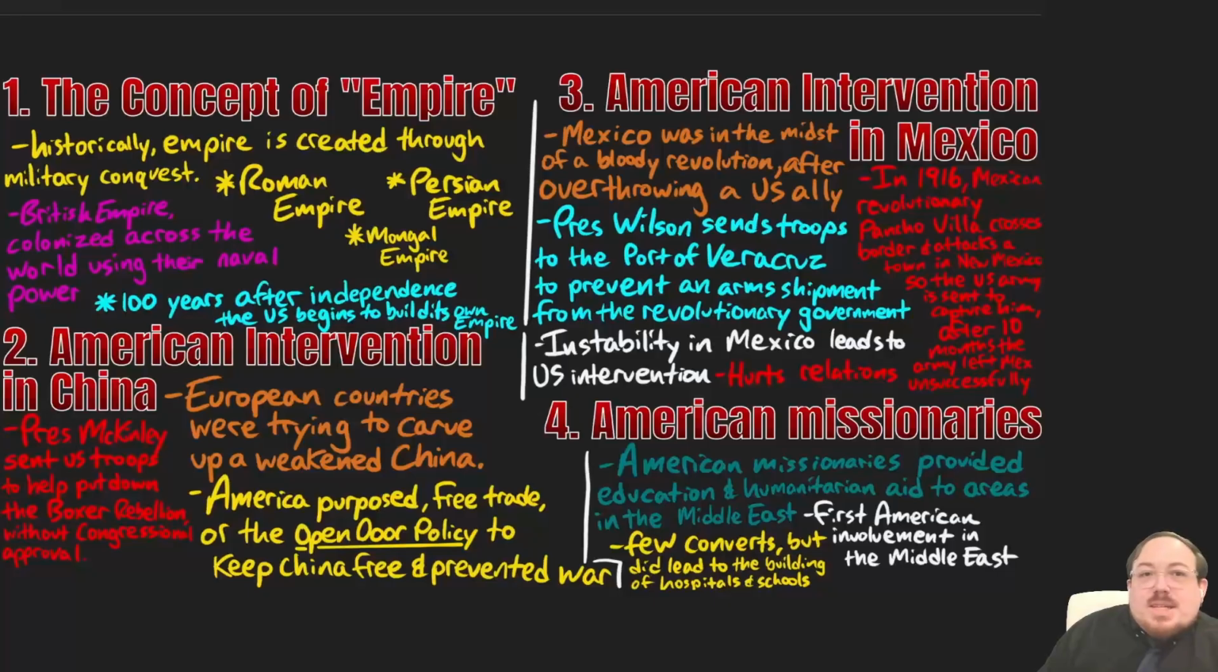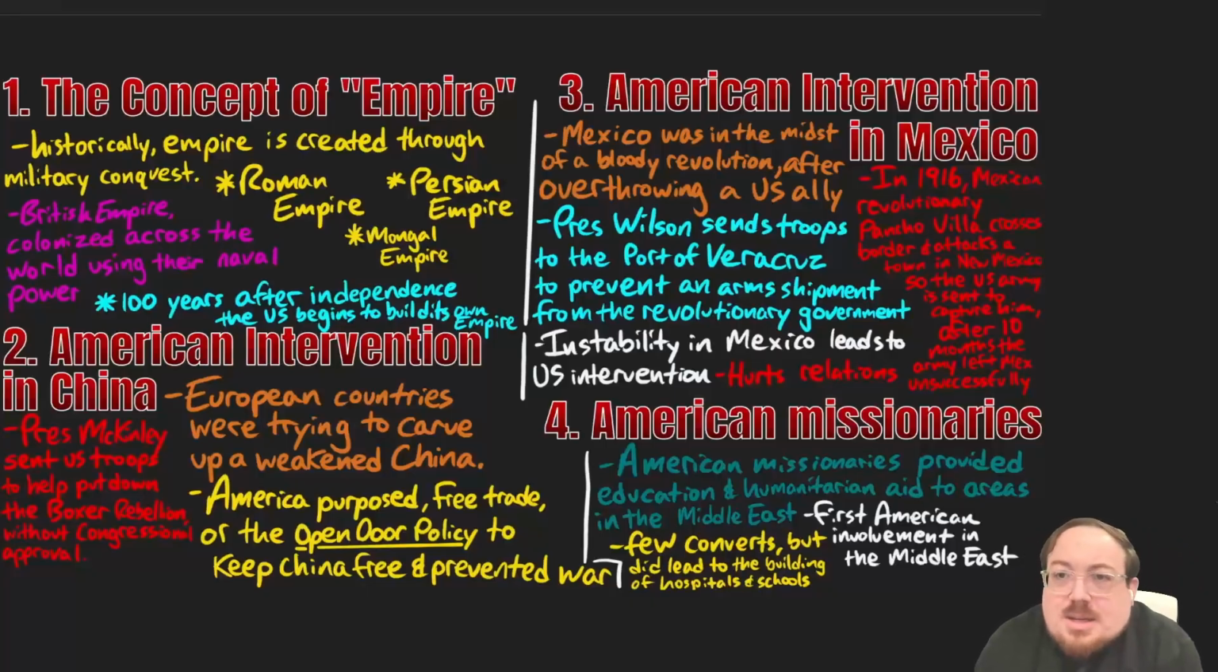Another place we do is in Mexico, our neighbor to the south. We have had a U.S. ally in there for some time, but he will be overthrown and killed in a bloody revolution in the early 20th century. And that's when our president, President Wilson, will send in troops to the port of Veracruz to prevent arms shipments reaching the revolutionary government.